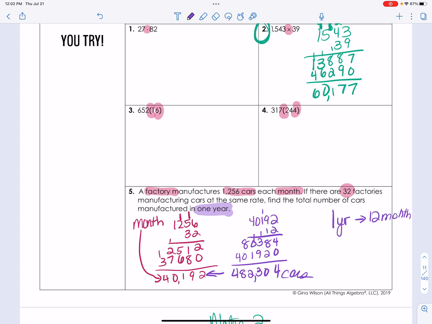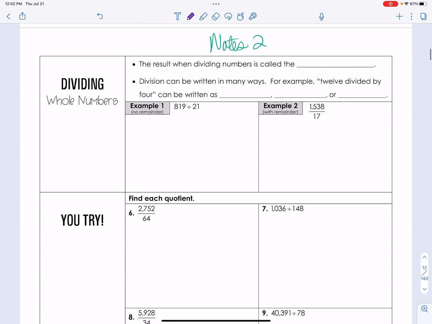Same thing on the quotient. We're going to skip a lot, but I think you're good at dividing. I was watching you divide the other time we met. So I'm not going to make you do a ton of these, but there are some. The result of dividing is called a quotient. Division can be written in many ways.